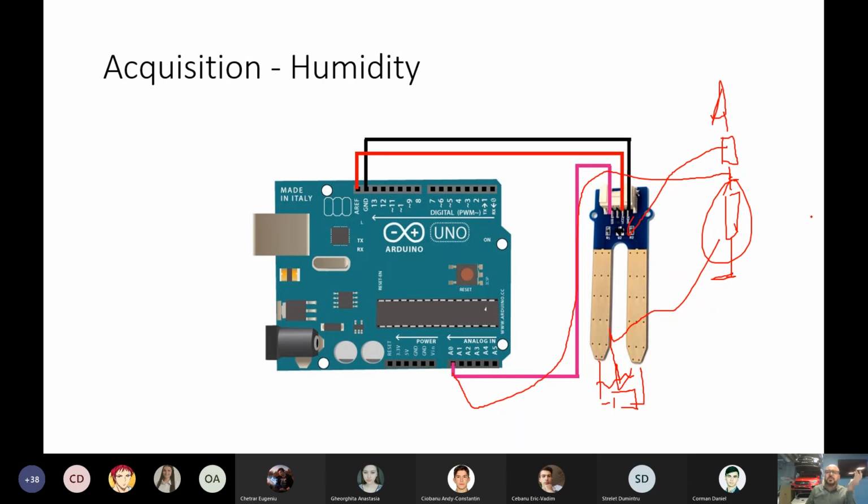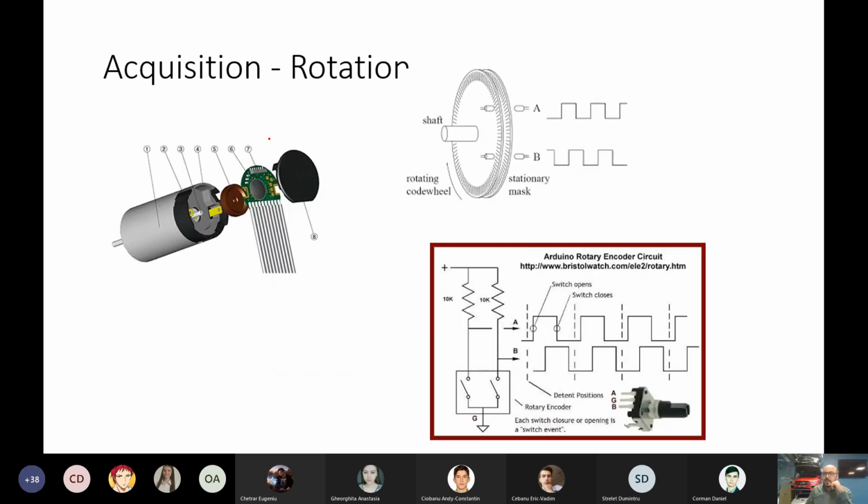Of course, there are other principles that give better quality sensors, because the problem here is that this material also changes with humidity, so we cannot use such sensors for the long term. This is a resistive sensor, but we can use a capacitive sensor.